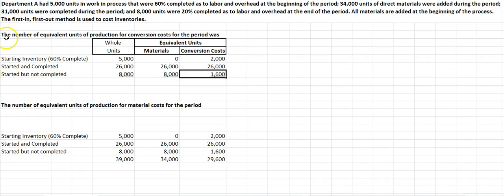So the question is, the number of equivalent units of production for conversion costs for the period was, well, we'll just add this up, 29,600. The second question, the number of equivalent units of production for materials costs for the period. We'll just add the materials column up. And the answer is going to be 34,000.